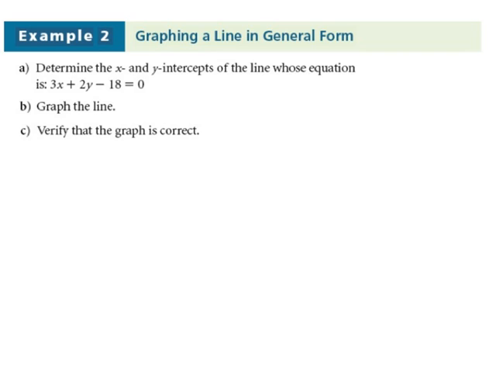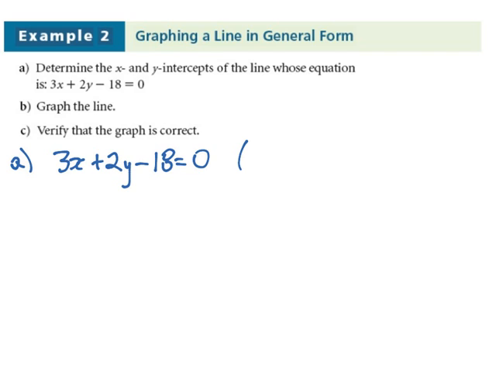In this example, we're going to determine the x and y intercept of a line whose equation is 3x plus 2y minus 18 equals 0. We're going to graph it, and then we're going to verify that the graph is correct. So first, we're going to find the x-intercept and the y-intercept of 3x plus 2y minus 18 equals 0. Now, this is in general form already.